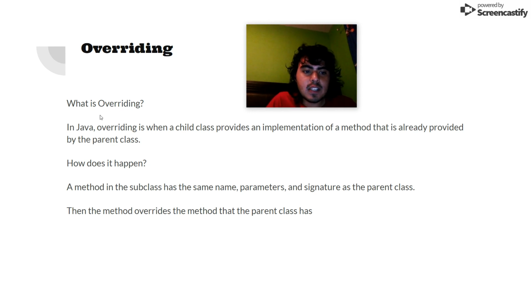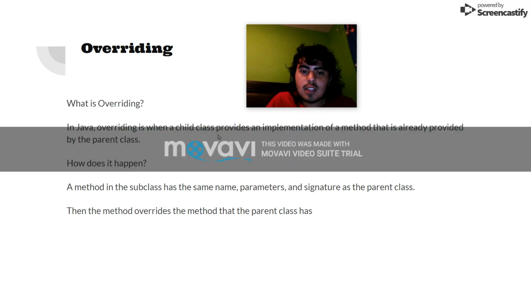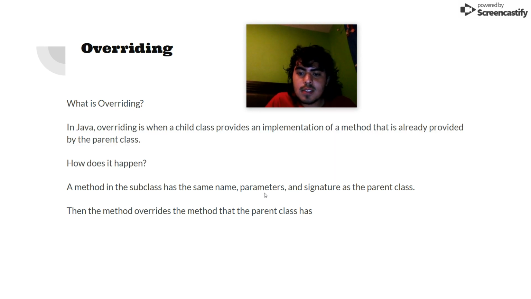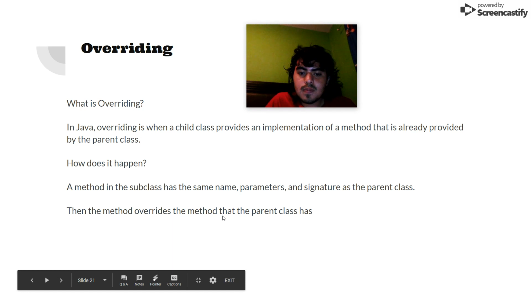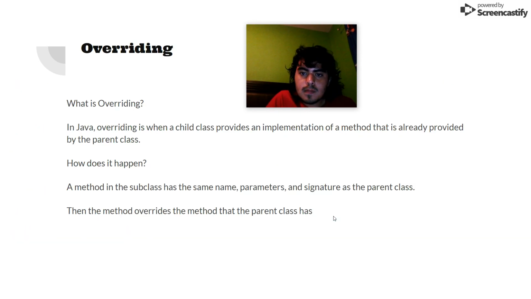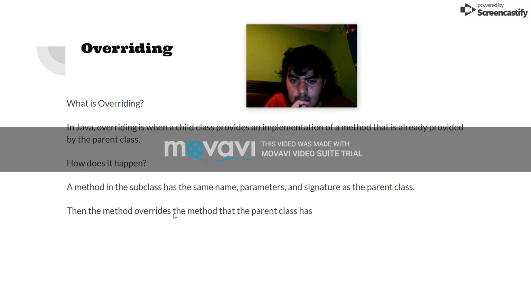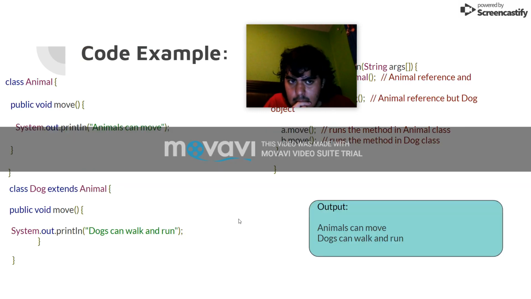So what is overriding? In Java, overriding is when a child class provides an implementation of a method that is already provided by the parent class. But how does this happen? Well, a method in the subclass has the same name, parameters, and signature as the parent class, and the method overrides the method that the parent class has. So here's a code example of what I'm trying to say.